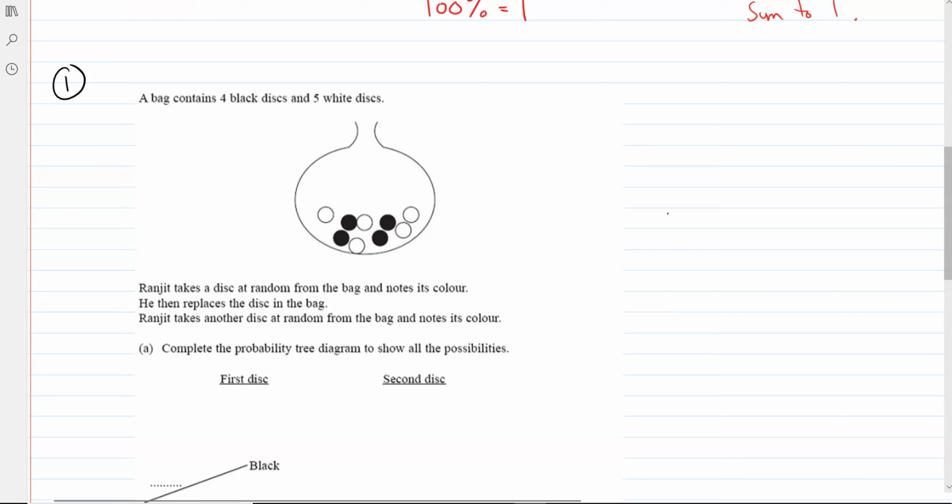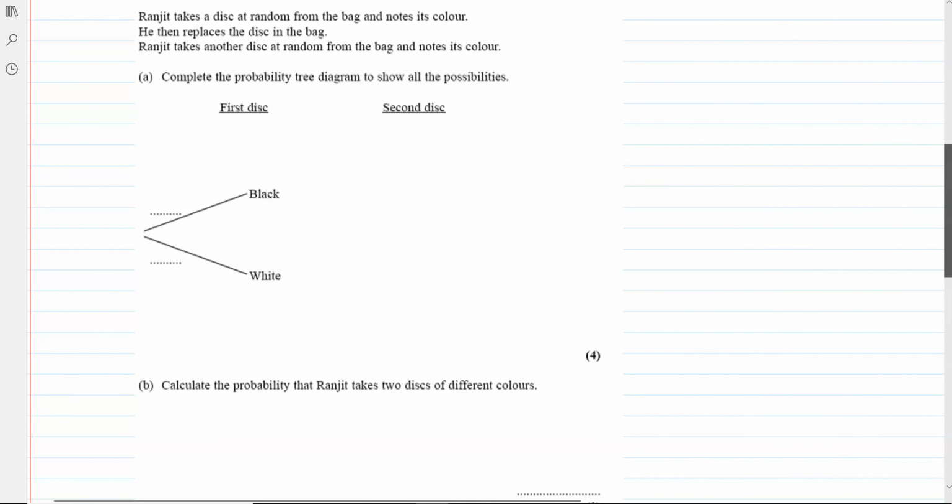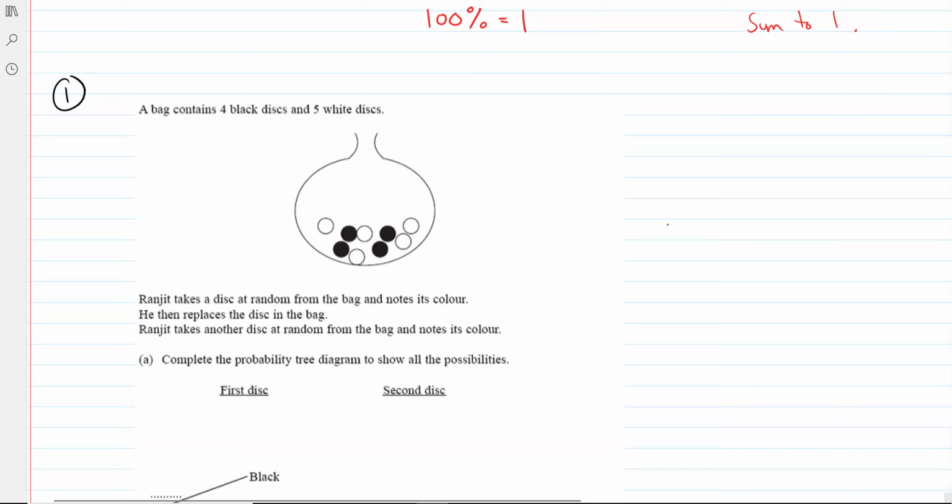So a little bit different to the coin flip, but it's the same kind of principle. So a bag contains 4 black discs and 5 white discs. You'll want to copy this out and write it down. You can write the full question out if you want. That'd be a good idea as well, and draw it out. But hopefully you can see what's going on here. So a bag contains 4 black discs and 5 white discs. There they are in here.